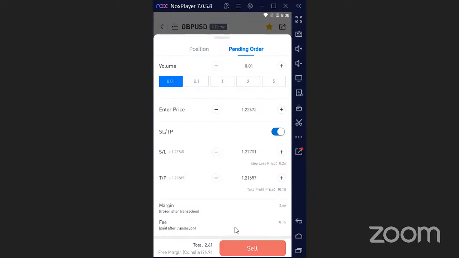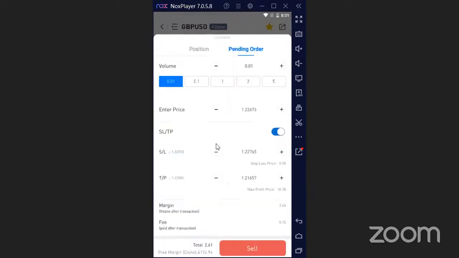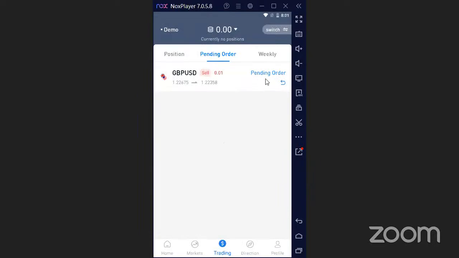My sell is 1.22765. Okay, this is telling me it should be 765. So click on sell, and you see pending order placed successfully. You can come here to check your order. This is not an instant execution order. This is an order that will get executed when it gets to that price point. You see, pending order.